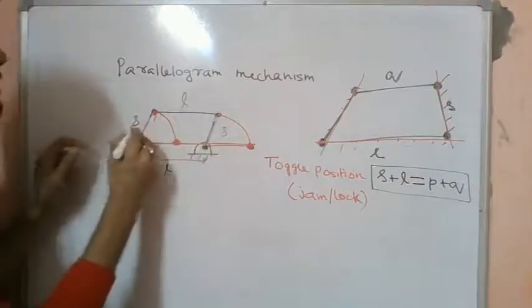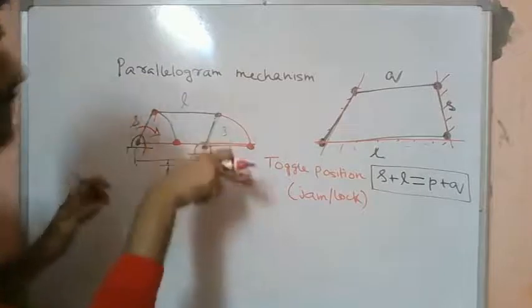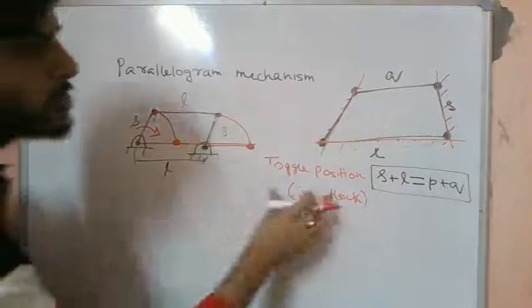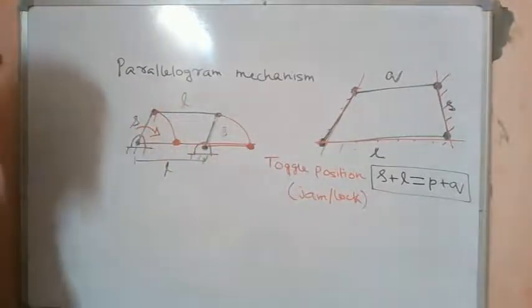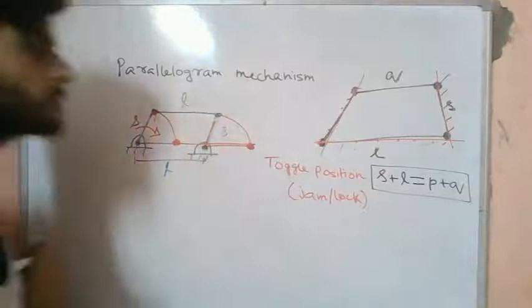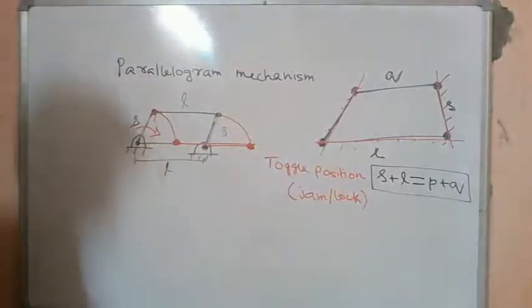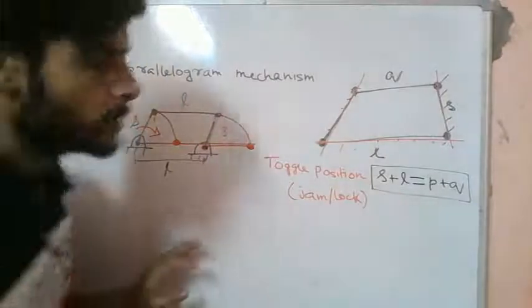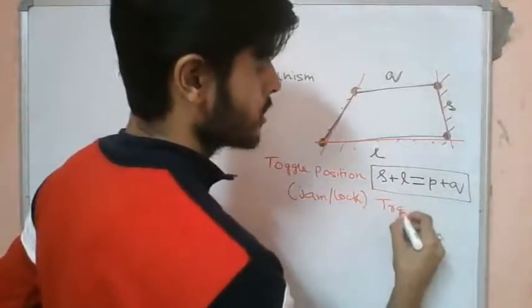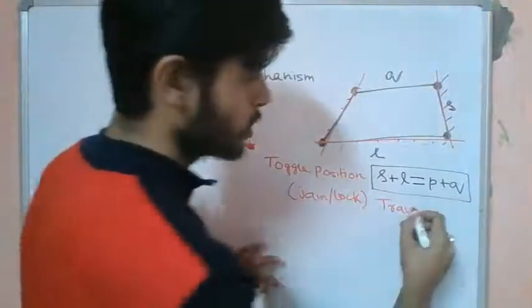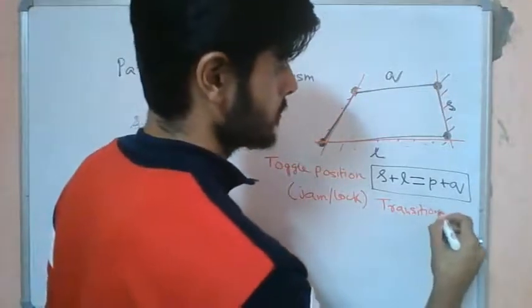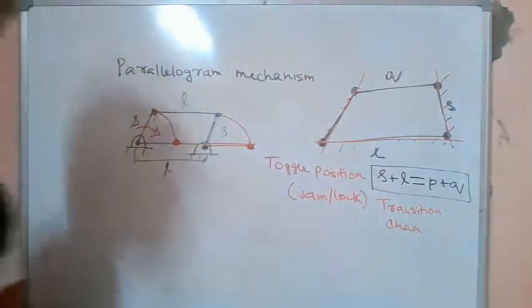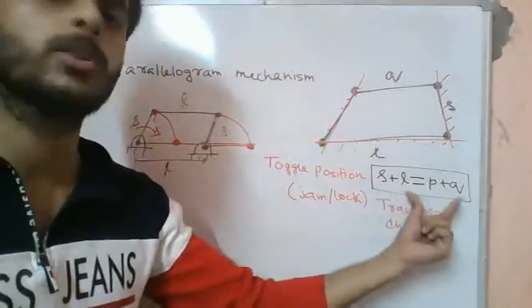Let's say we are giving some input torque over here, it cannot be transmitted. Nothing can be transmitted and this mechanism will become locked. This position is what we call the toggle position. This is the only type of mechanism possible for an equality. Sometimes this is also called a transition chain or transition mechanism, in which this equality will be satisfied.